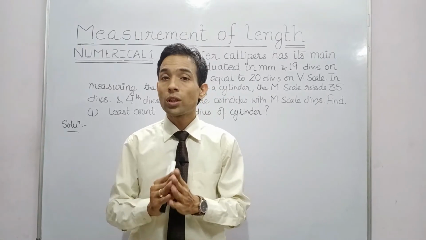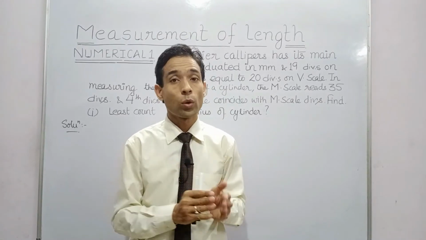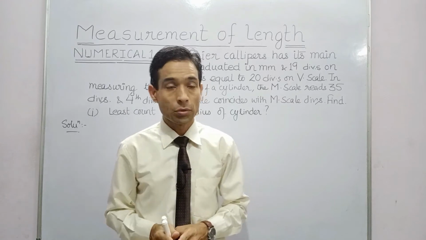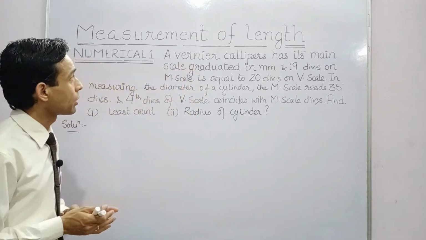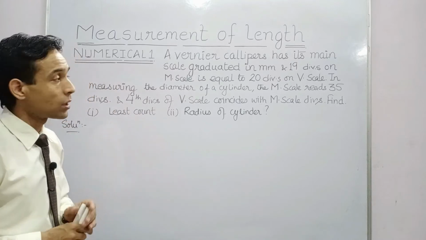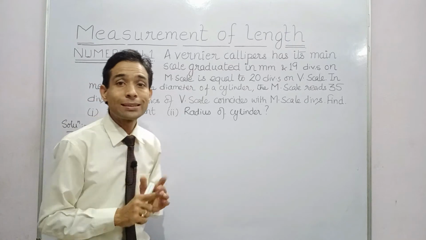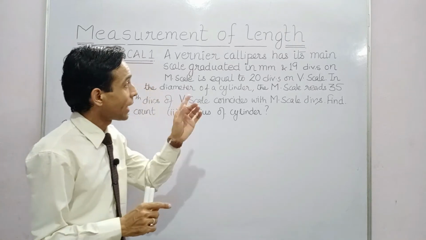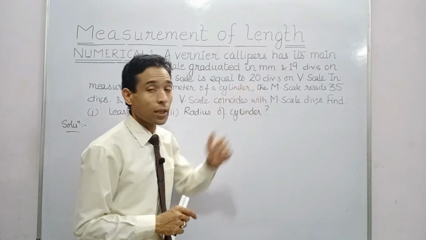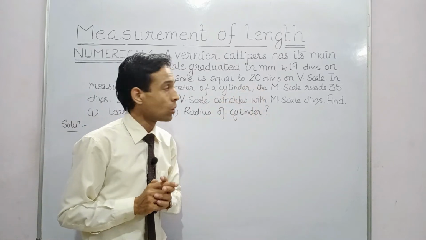In book, we have two types of numericals of vernier caliper, one word problem, other figurative problem. First of all, let's solve word problems. Numerical number 1 we have here, a vernier caliper has its main scale graduated in millimeter. That means the value of one main scale division is 1 millimeter. And 19 divisions on main scale is equal to 20 divisions on vernier scale. Here this 20 is the total number of divisions on vernier scale.